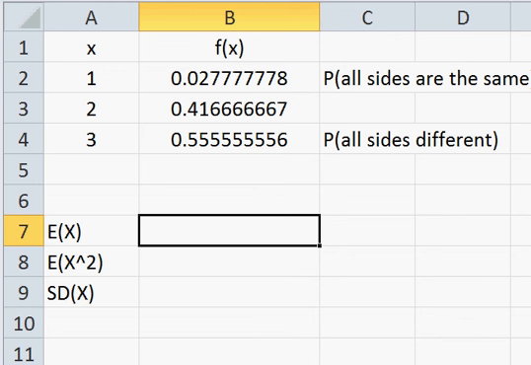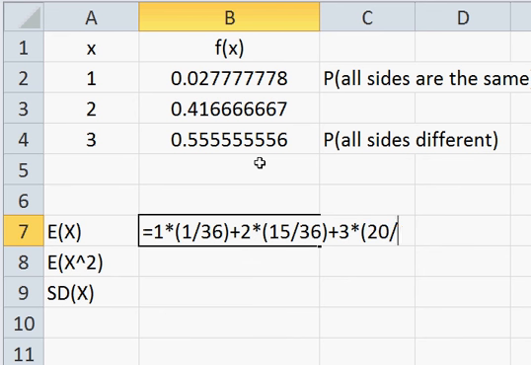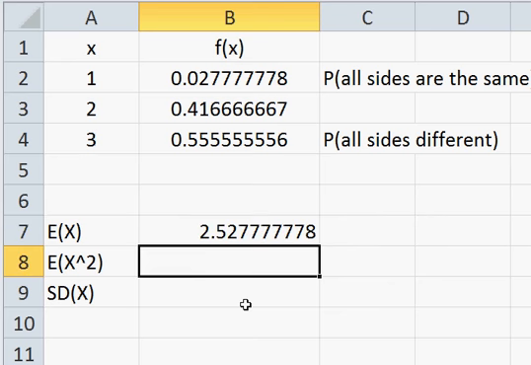Okay, now that we have the distribution, the possible values and the probabilities for each, we can now find the mean and the standard deviation. To find the mean, that'll be equal to 1 times 1 over 36, plus 2 times 15 over 36, plus 3 times 20 over 36, where I've expressed these numbers as fractions as opposed to decimal, just to make it clear what these numbers are. So this is 1 out of 36, 15 out of 36, 20 out of 36. And so by taking the possible values and the probabilities for each, multiplying and adding up, I get the expected value of X, which is about 2.52.